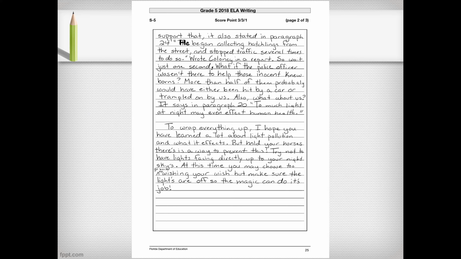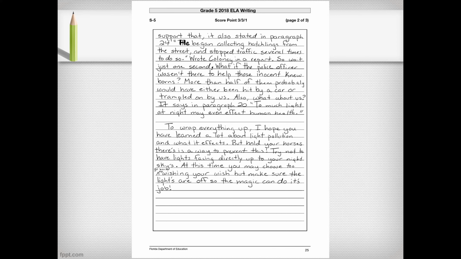Also, what about us? It says in paragraph 20, too much light at night may even affect human health. To wrap everything up, I hope you have learned a lot about light pollution and what it affects. But hold your horses. There is a way to prevent this. Try not to have lights facing directly up to your night skies. At this time, you may choose to go back to wishing your wish, but make sure the lights are off so the magic can do its job.